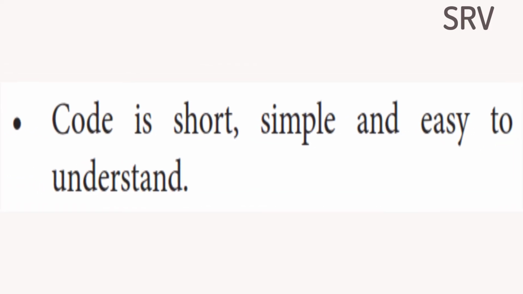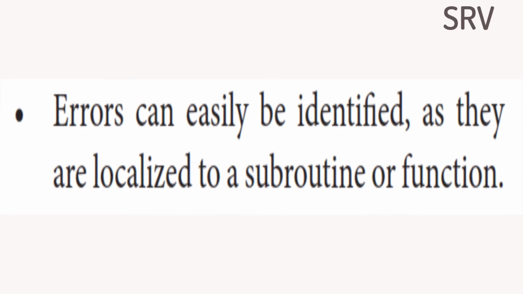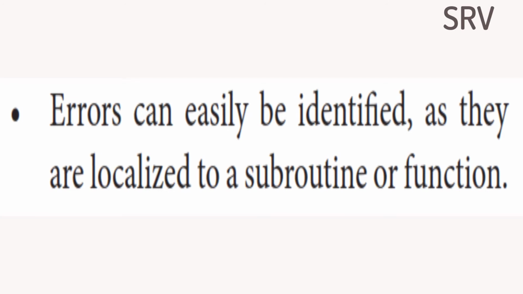Now let's see the sixth benefit. Code is short, simple and easy to understand. As big programs are split into separate modules, the program size gets reduced and they are easy to understand and even easy to handle. So it is very easy to handle errors also. That's what is given as the next point, the seventh benefit. Errors can easily be identified as they are localized to a subroutine or function. If an error occurs, it can be identified easily under which module the error occurred, and it is easy to rectify in that module itself.